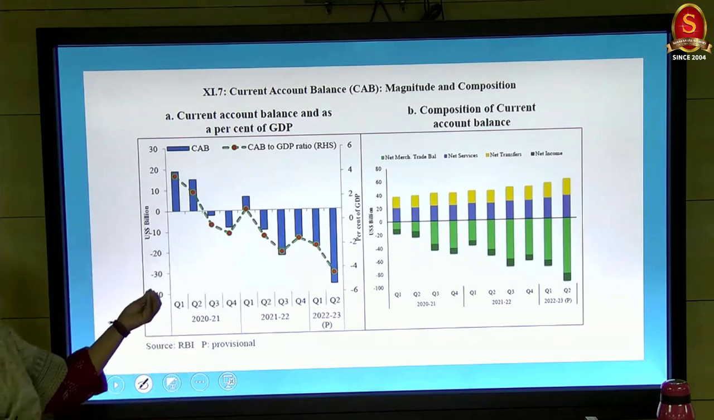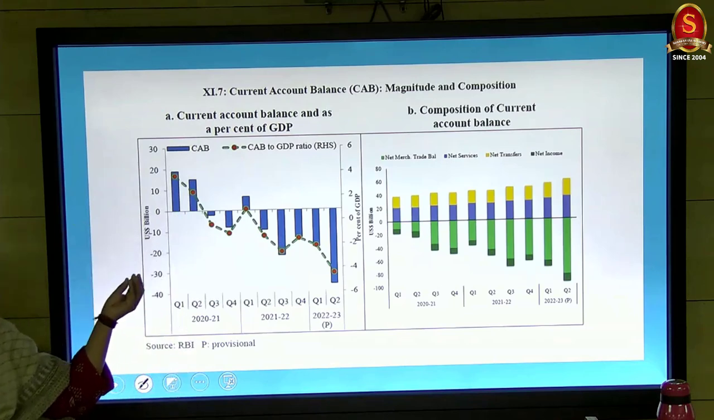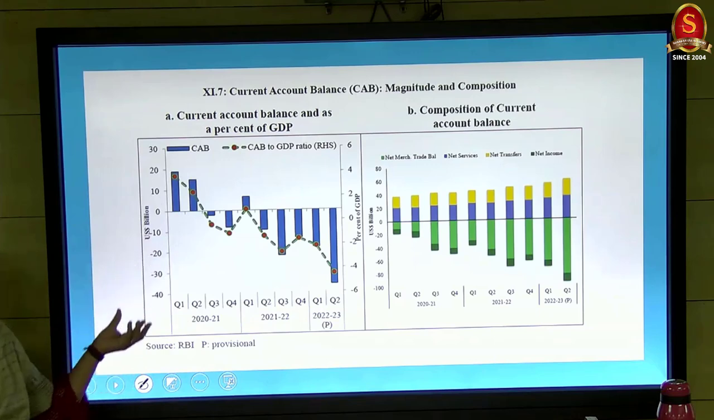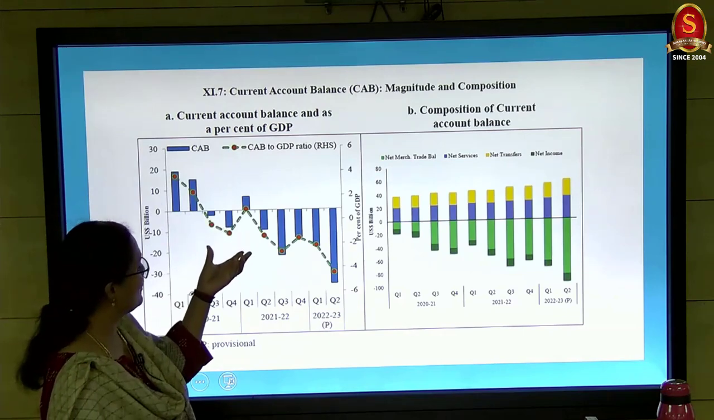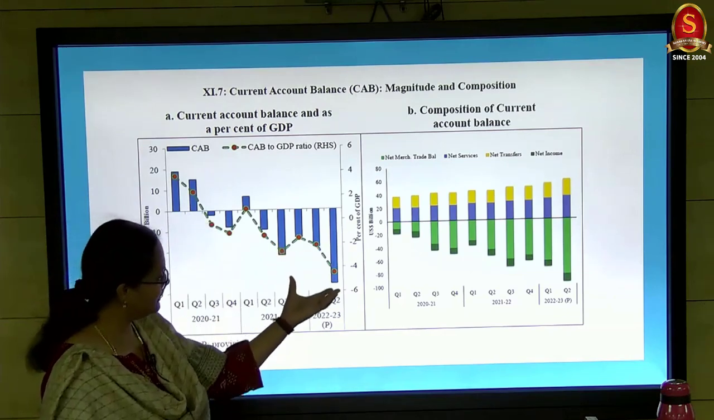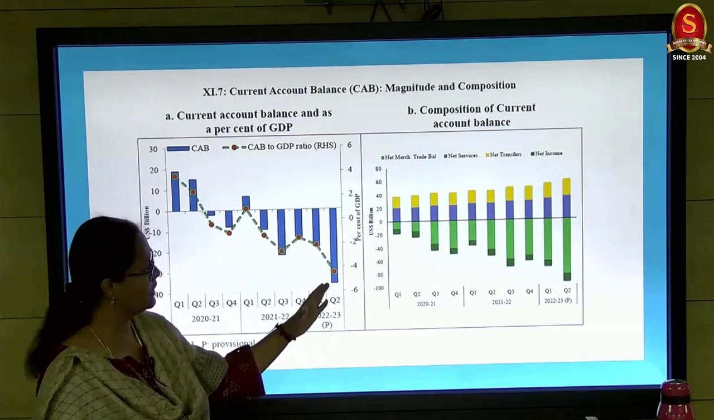India had one or two, some small time period when we had surplus. We should be proud of it. Once in a while, we should become proud of ourselves. But quarterly, you can see that the deficit is actually widening.